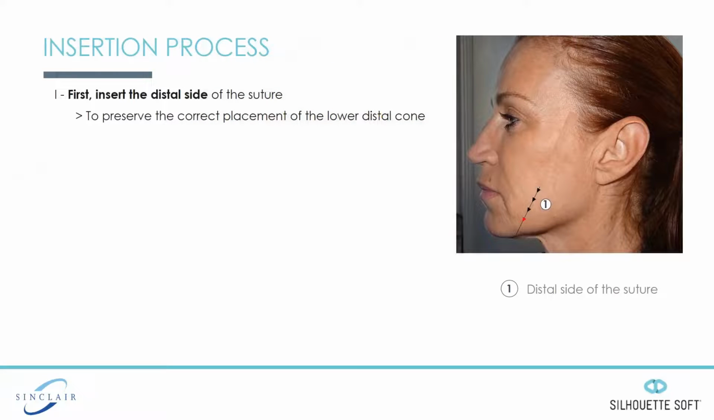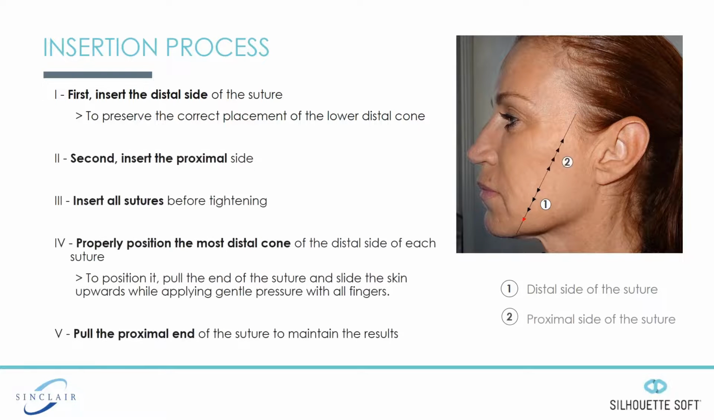Now for the insertion process itself. We start by inserting the distal part of the suture first. This is very important in order to preserve the correct placement of the last cone. Then we insert the proximal anchoring part of the suture. All the sutures are inserted before we actually reposition the tissues. To do this, we apply a little tension at the end of the suture and slide the skin upwards while applying gentle pressure with all fingers, thereby sliding the tissue over the cones and engaging the cones.